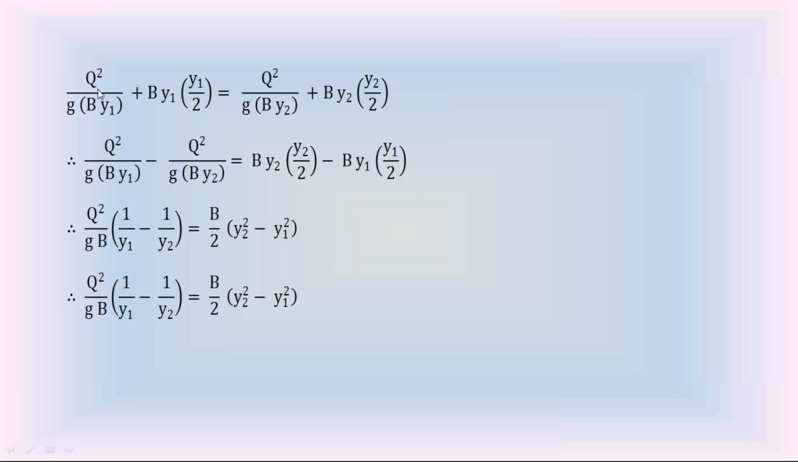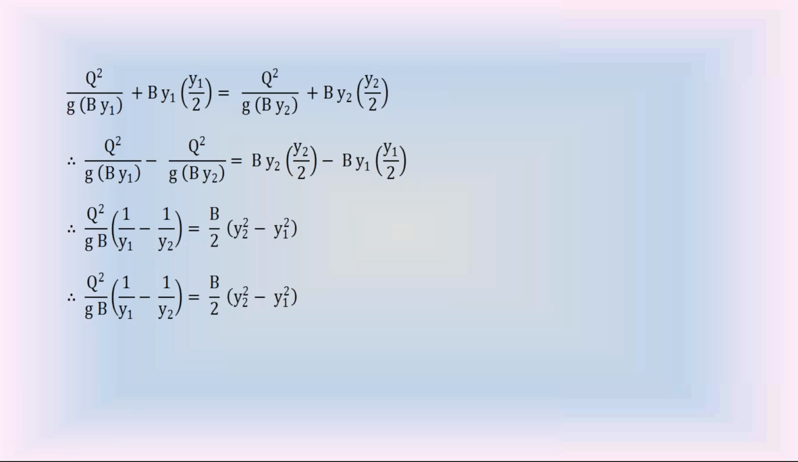What is equation 1? The specific force at section 1 is equal to the specific force at section 2. Q square by ZA1 plus A1 Z1 bar. In this rectangular channel, A1 is equal to B into Y1, and Z1 bar is Y1 by 2. So this is the specific force F1 at section 1 in the rectangular channel, Q square by ZA1 plus A1 Z1 bar, with A1 equal to B into Y1 and Z1 bar equal to Y1 by 2. That is equal to the specific force in section 2.